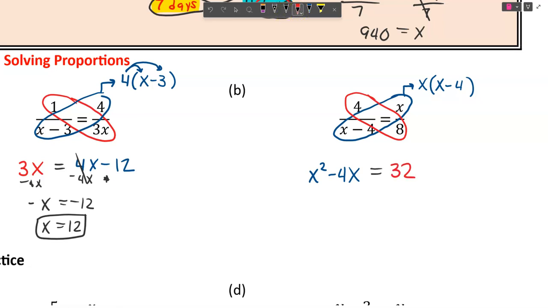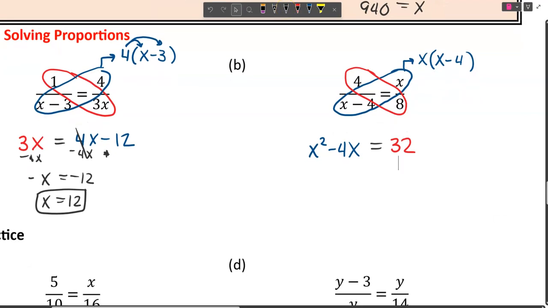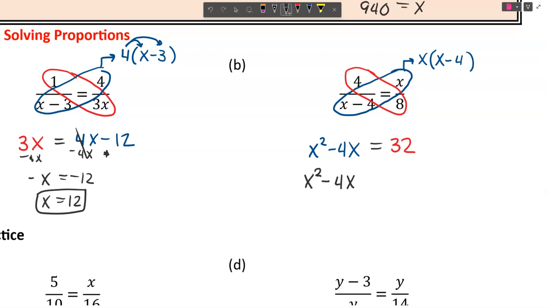What we might run into every once in a while is a situation with an equation that has an x squared. Looking back to what we've learned in prior courses like Prob Stat or Algebra 2, when we have an x squared, we're going to use what's called the zero product property. In other words, move everything to one side and set it equal to 0. So we're going to say x squared minus 4x minus 32 equals 0.